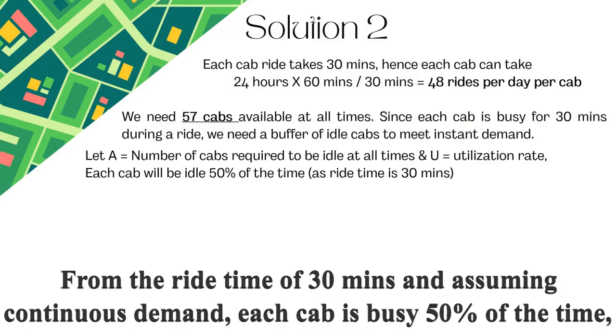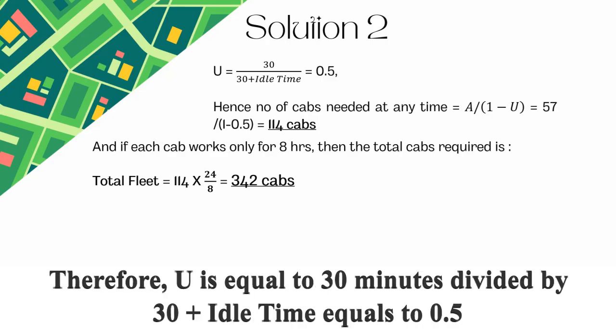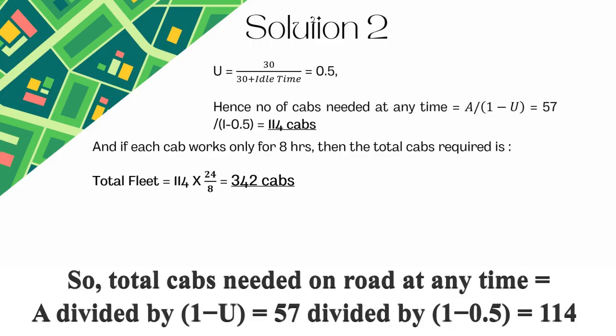U is equal to the utilization rate, which is the fraction of time a cab is busy. From the ride time of 30 minutes and assuming continuous demand, each cab is busy 50% of the time. So the utilization comes to 0.5. So we need to double the number of cabs to ensure 57 cabs are idle at all times. Therefore, U is equal to 30 minutes divided by 30 plus idle time, which is equal to 0.5. So, total cabs needed on the road at any time is equal to A divided by 1 minus U, which is 57 divided by 1 minus 0.5, which is equal to 114.